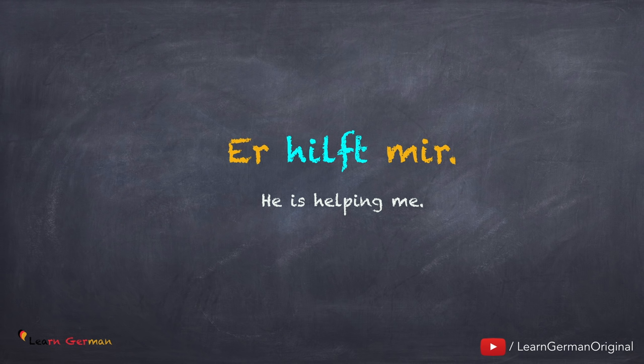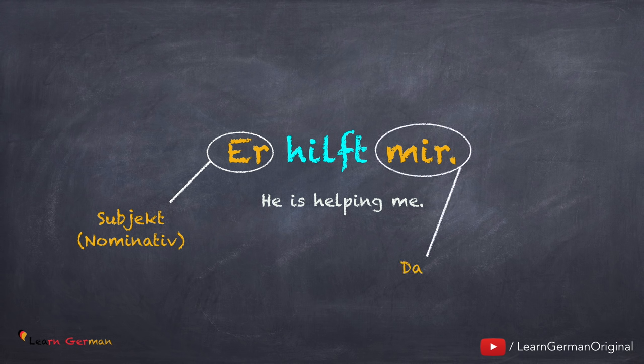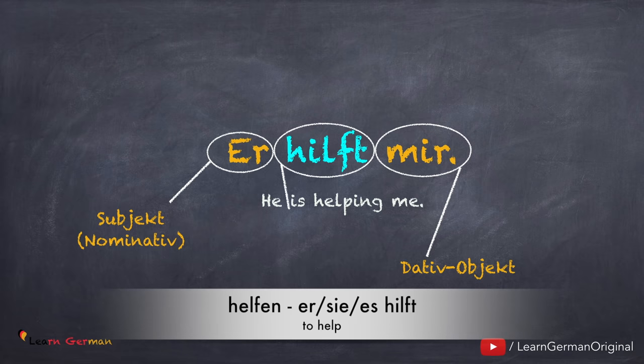Here's the first sentence. Er hilft mir. In this sentence, er is the nominative subject, whereas mir is the dative object. As you can see, this sentence has no accusative object, even though a dative object is present. This is happening because helfen is a dative verb.